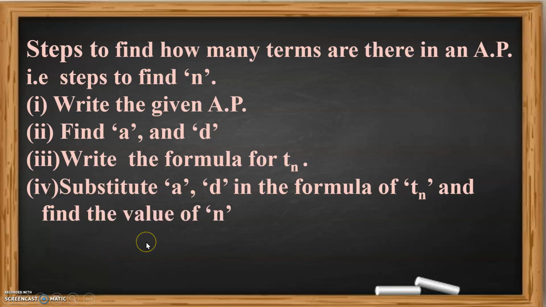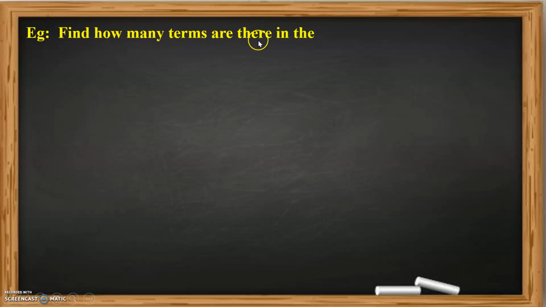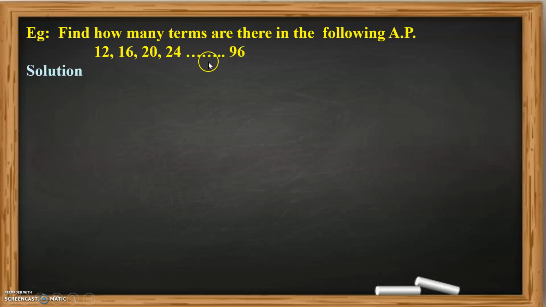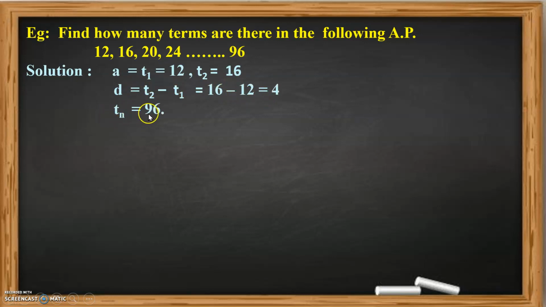Okay, we'll take an example for this. Find how many terms are there in the following AP. So the AP is 12, 16, 20, 24 and so on up to 96. Now in here, the solution: A is equal to T1 equal to 12 and T2 is equal to 16. So D will be 16 minus 12 equal to 4. So Tn will be 96.